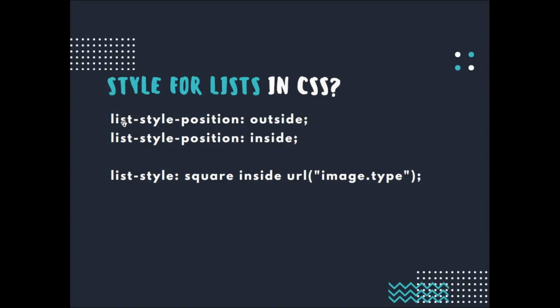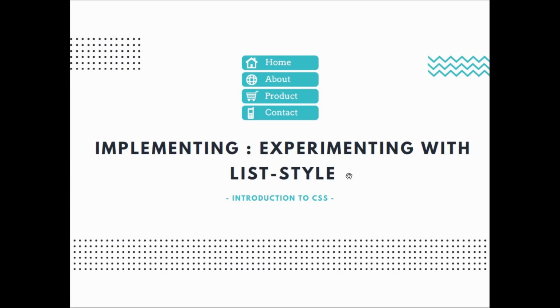We also have another option which is called list style position. It can be outside or inside, and we will be discussing the difference between both. And we can put all of these properties inside one line, which is list style, and then we can give it square, circle, none, anything, inside or outside, and then we can give it a URL for an image. URL is like a path to the image. And now we will just go into the implementation, and we will experiment with list styles.